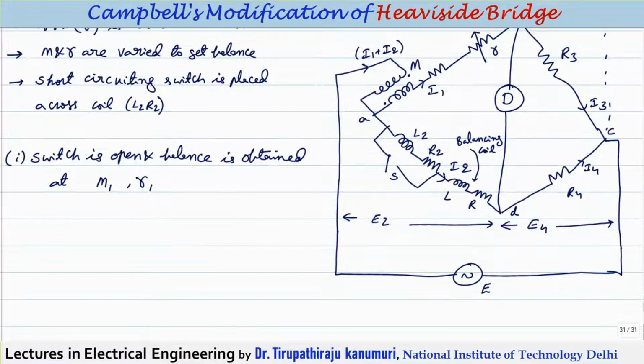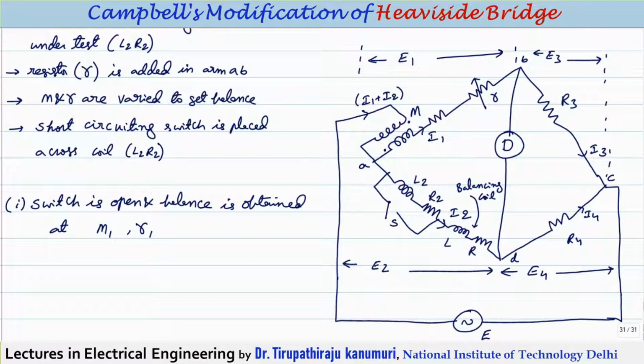For calculating the balance conditions, let us take the first case when the switch is open and the values of M and R are varied such that the balance is obtained. Let us assume under balanced condition the values of M and R are M1 and R1 respectively. Under balanced condition, E1 will be equal to E2 because the potential difference across this detector will be equal to 0. That means E1 is equal to E2, and the second one, E3 will be equal to E4.